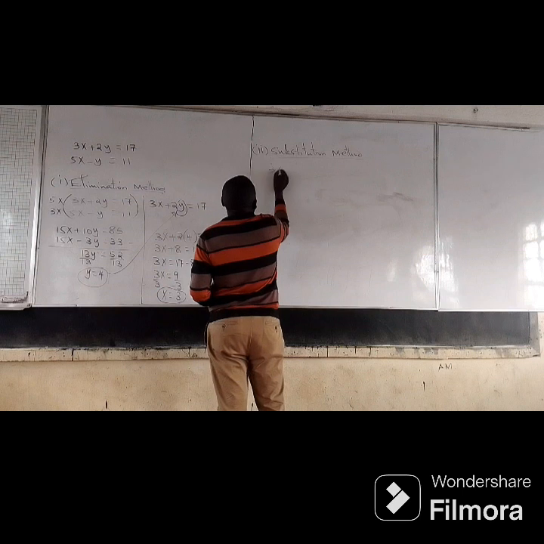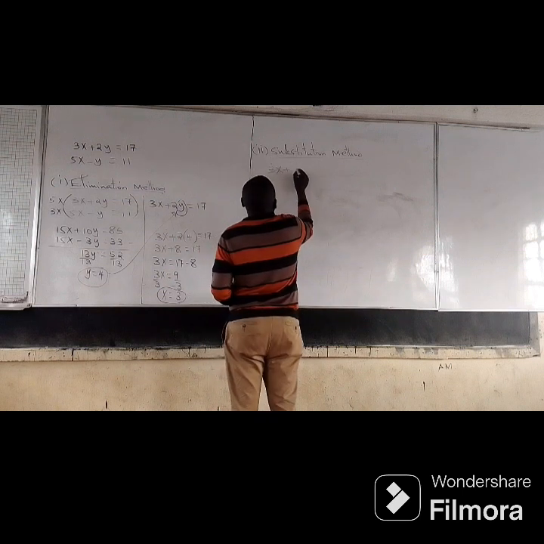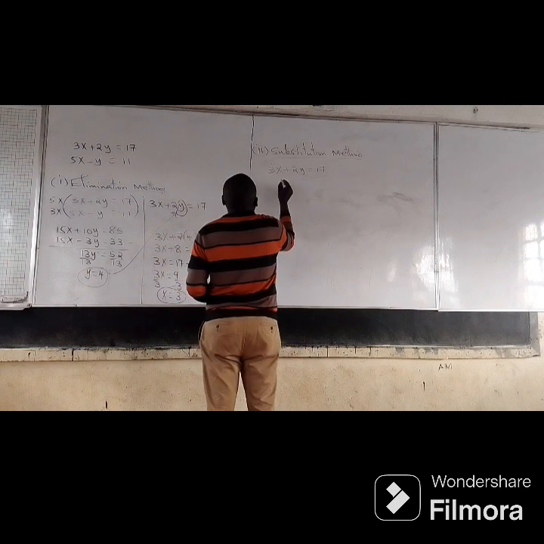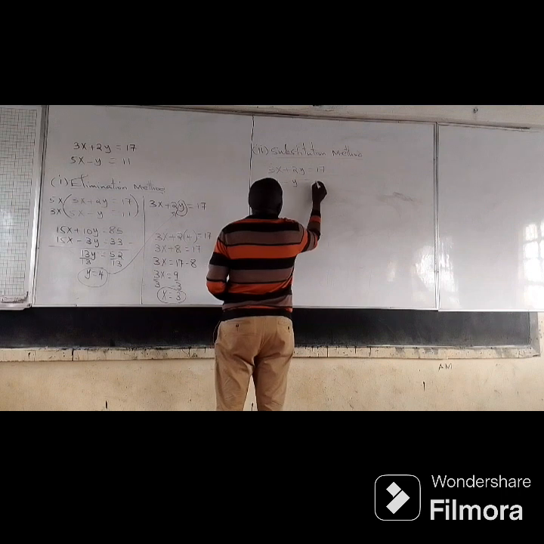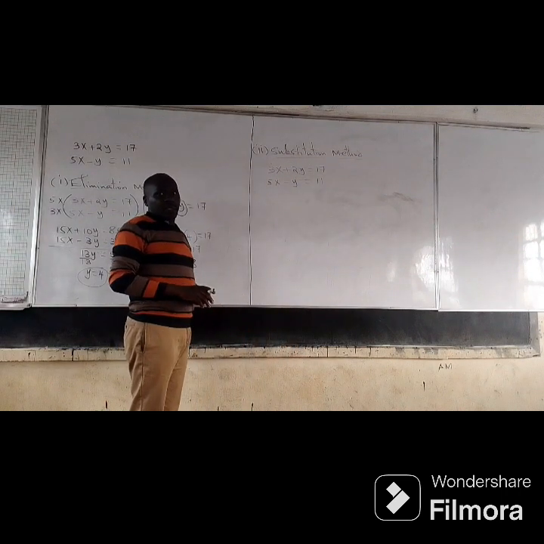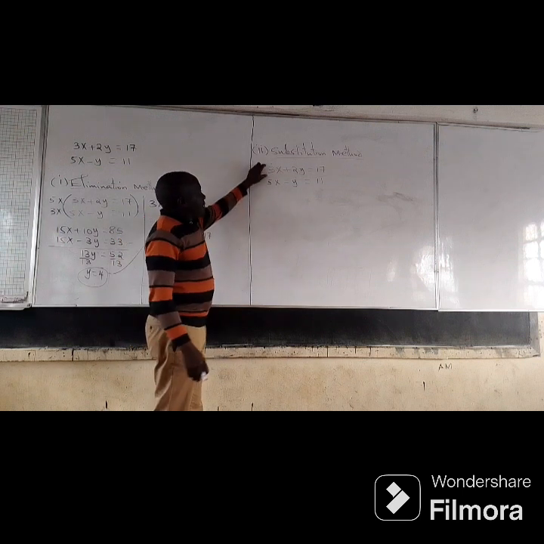The first equation is 3x plus 2y equals 17. And the second equation is 5x minus y equals 11. So we are going to use the elimination method. So we are going to use the first equation.